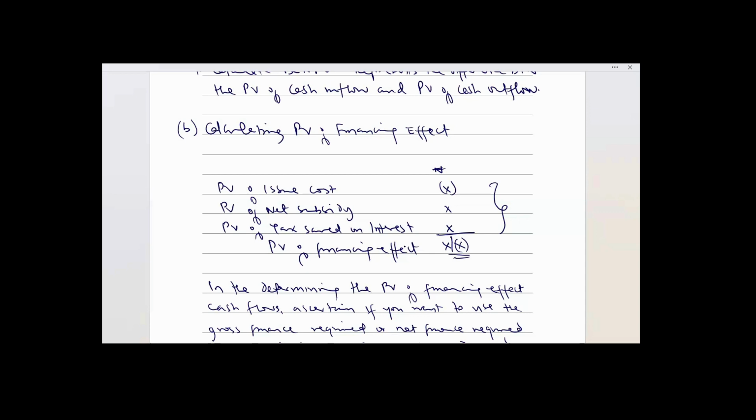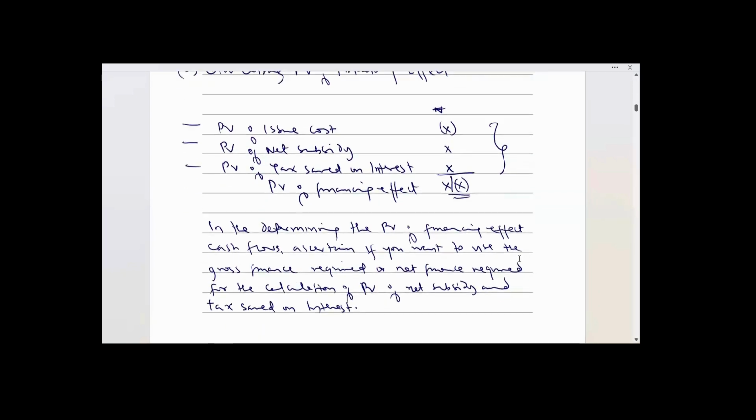The issue is that when you now want to calculate the PV of net subsidy and the PV of tax saved on interest, you will need to discount. When you say PV, it means that you have to discount whatever cash flow that will arise from issue costs, net subsidy, and tax saved on interest. So, which cost of capital or which discount rates are you going to use to discount the cash flow from financing effects?